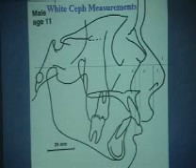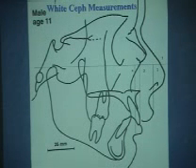The fourth measurement is perpendicular from true horizontal to A point. The fifth one is a perpendicular to B point. Now this is the most objective way of looking at the sagittal discrepancy between upper and lower jaw.